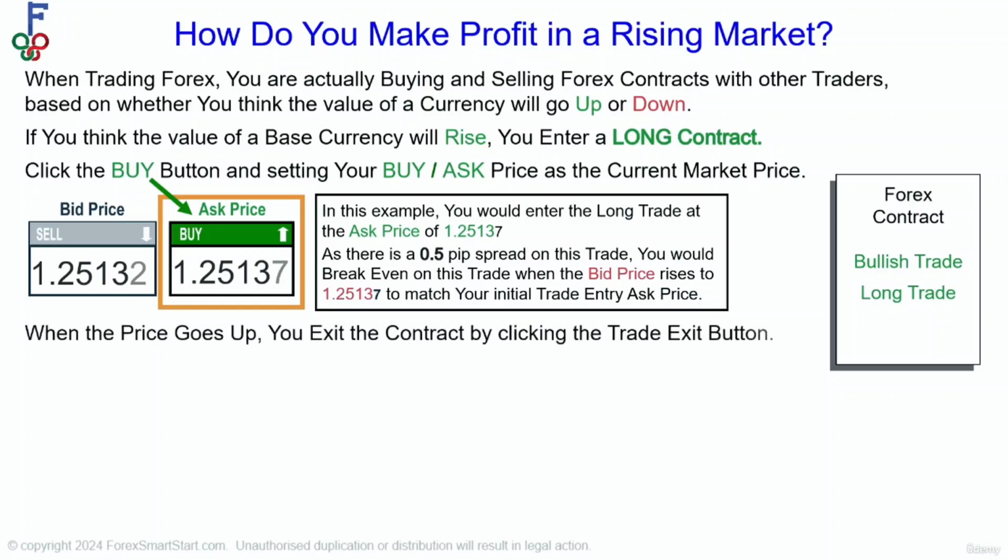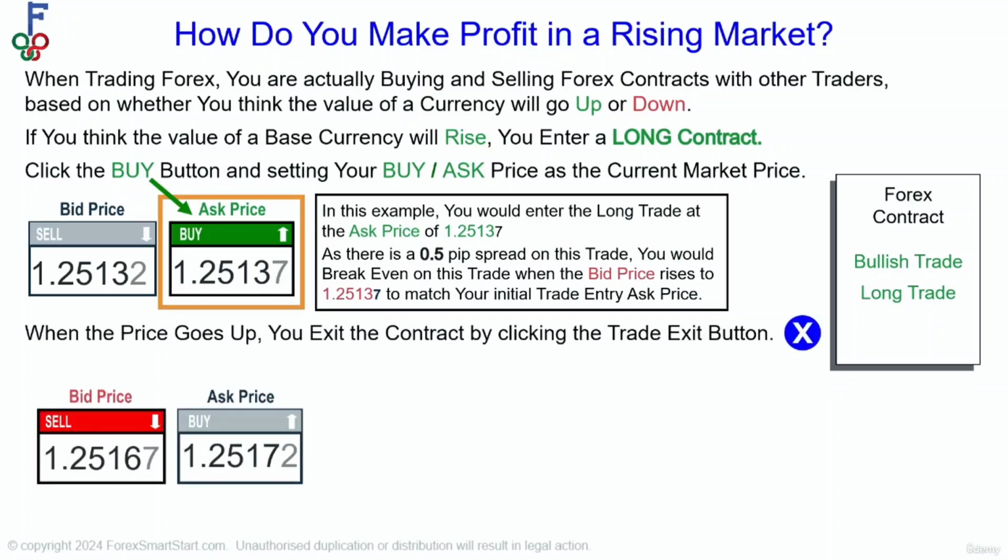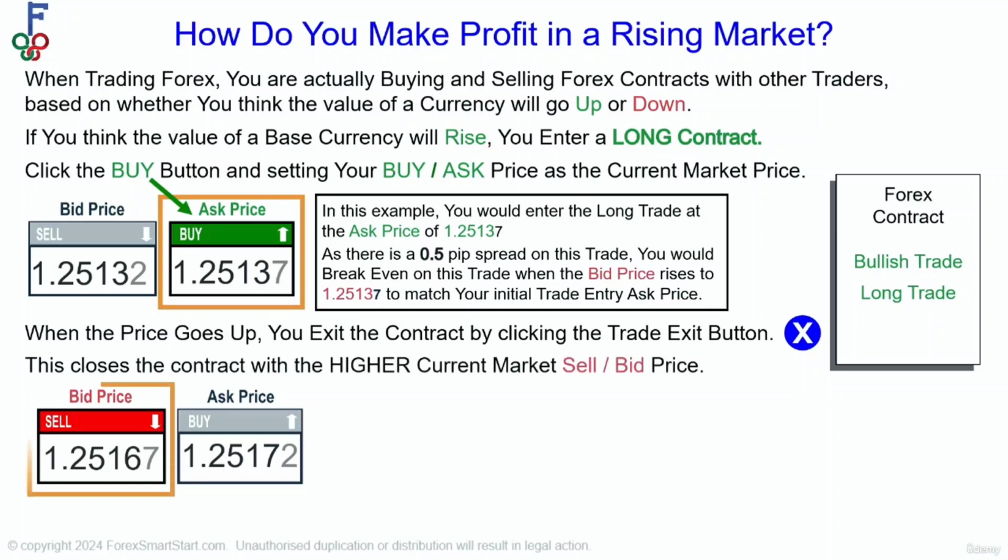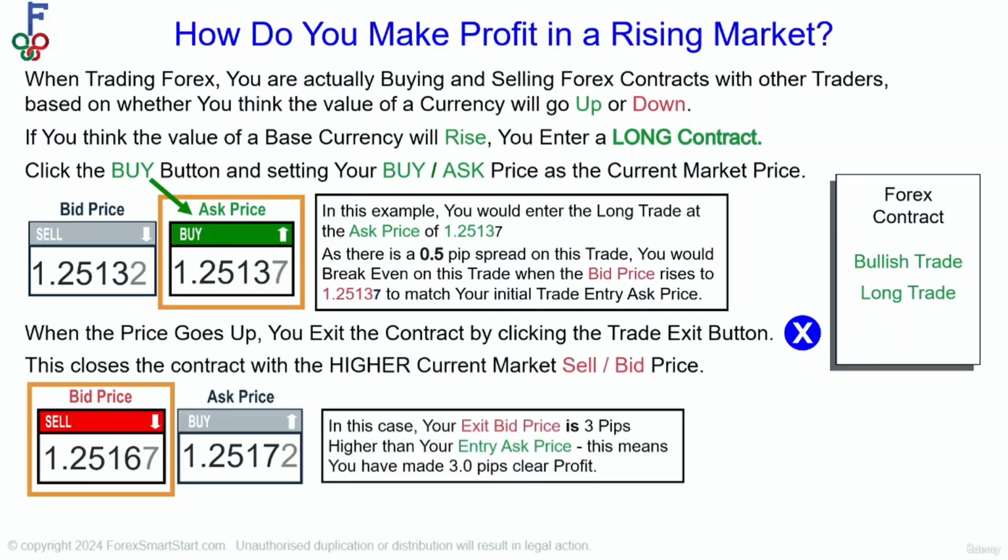When the price goes up, you exit the contract by clicking the Trade Exit button. This closes the contract with a higher current market sell bid price. In this case, your exit bid price is 3 pips higher than your entry ask price. This means that you have made 3.0 pips clear profit.